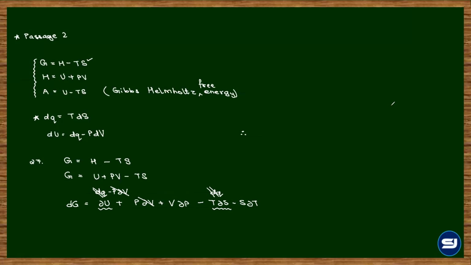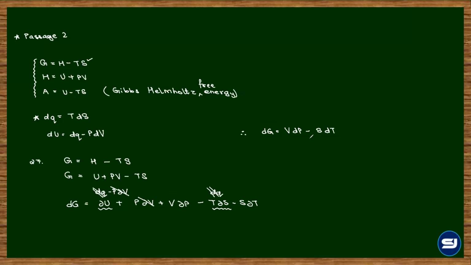As per the data, we started with G, we replaced H, and we just found the dq and du variables over here. Whatever data is given, we are just supposed to use that. Okay, so what came from this? dG is equal to VdP minus SdT.